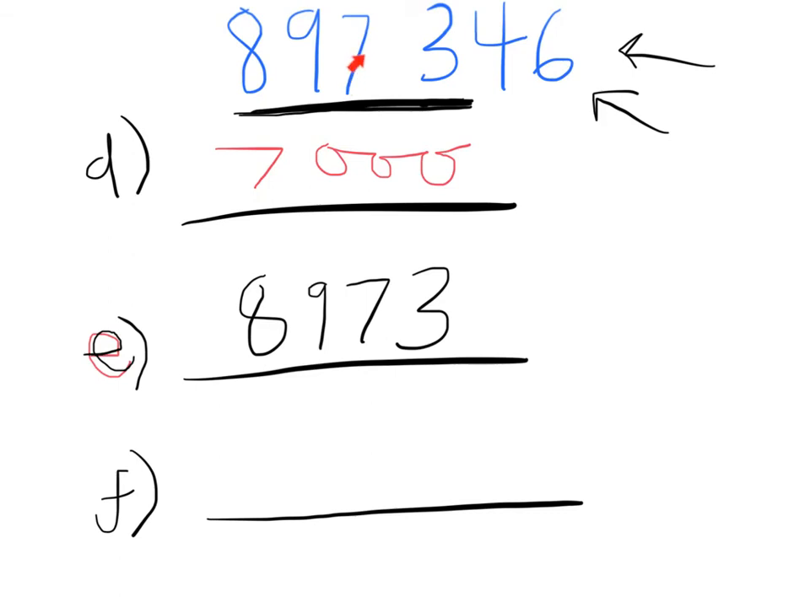The nearest 10,000, which is going to make this actually go over, because if that's going to go up 3,000, this is now going to become 900,000, and that's your answer if you round that off to the nearest 10,000.